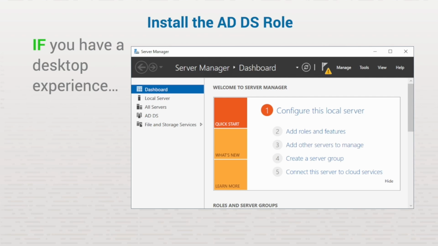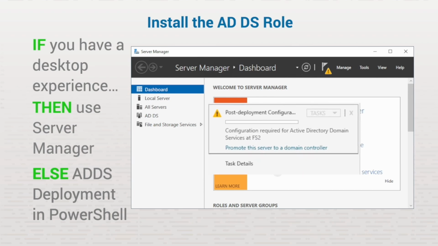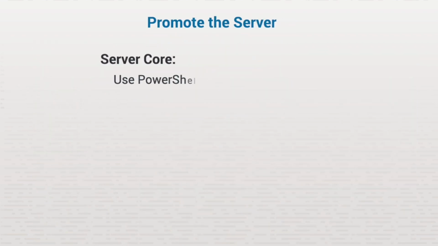If your server has a desktop experience, you can click on the option displayed in Server Manager after the role has been installed. Alternatively, you can open Windows PowerShell and use the ADDS deployment modules. If these weren't present when you installed ADDS from the command line, you can install them now using the Import-Module ADDSDeployment commandlet. With the ADDS deployment modules installed, you'll then run one of 3 commandlets. The one you choose will depend on how you want the domain controller configured.